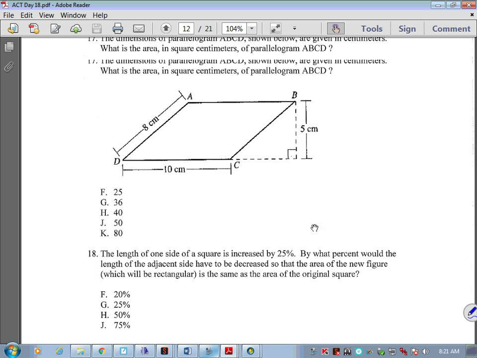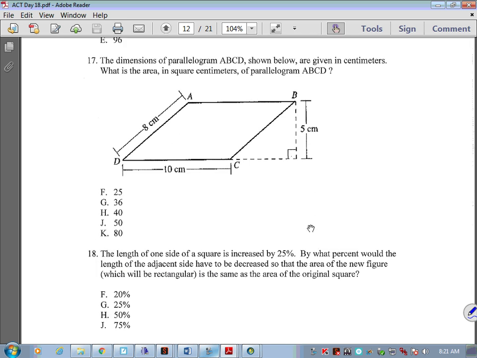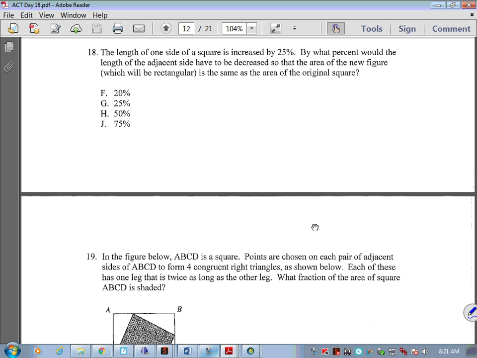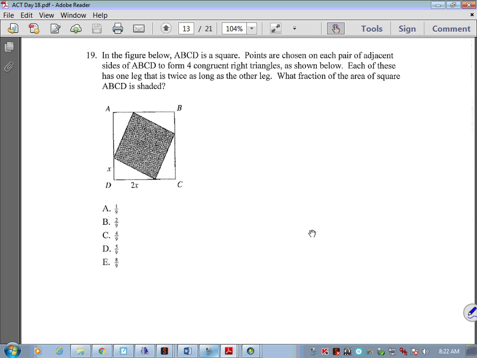17 is J, 50. 18 is F, 20%. Do I need to go back to any at this point? No? Okay. 19 is D, 5/9.